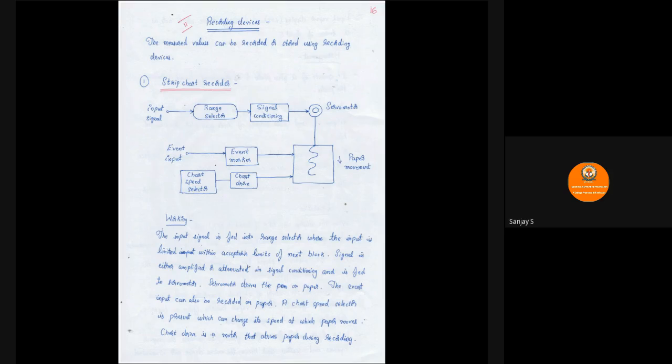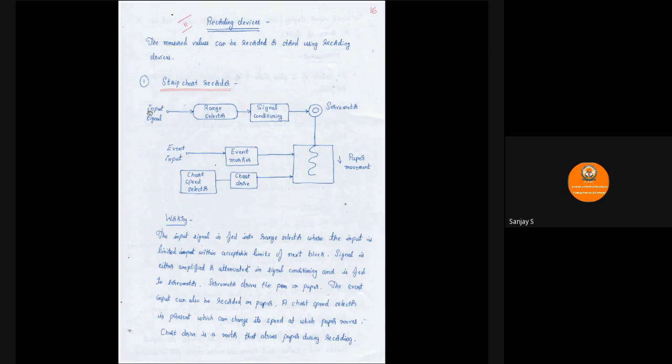So in strip chart recorder, we have a range selector, signal conditioning block, we have a servo motor, and paper movement direction is shown here, and the markings that are done on the paper have been shown here. We have an event marker, chart drive, and chart speed selector, and this is the event input.